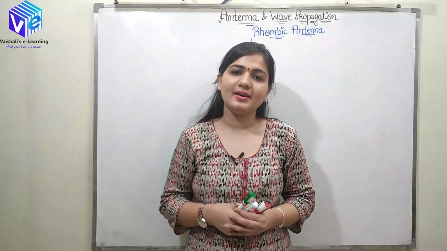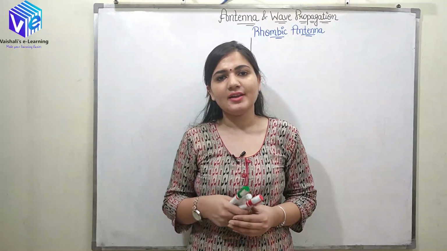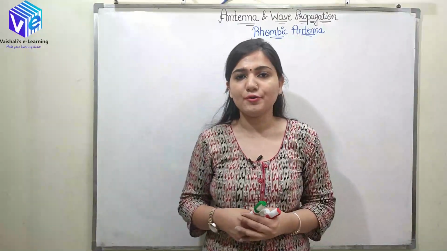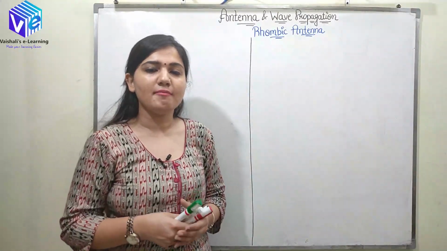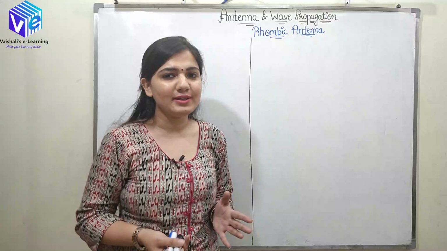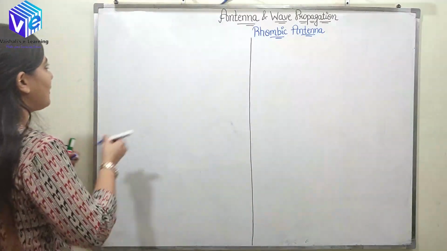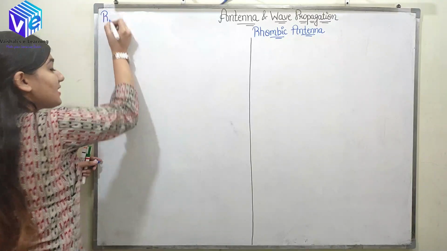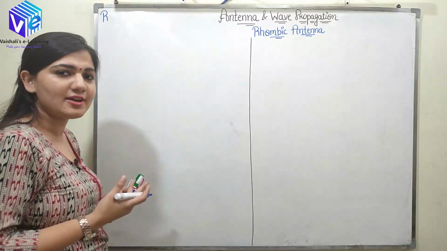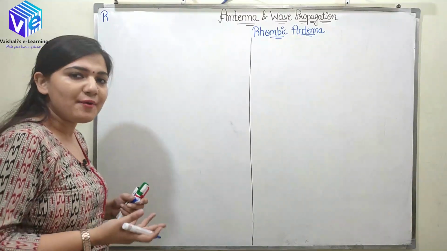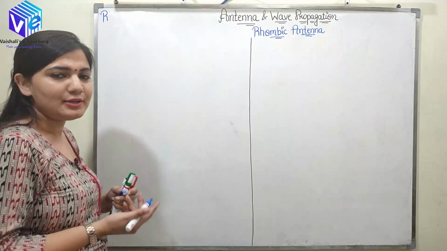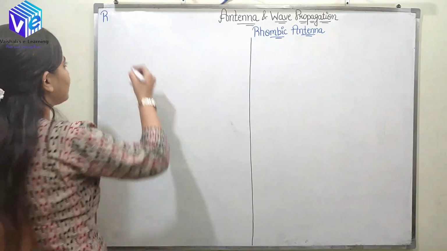Starting with the basic structure of the rhombic antenna. The word rhombic is derived from the word rhombus. I hope you all must be knowing about a rhombus. A rhombus is a structure which has four sides. The four sides are equal in length. First I'll tell you about the rhombus. A rhombus has four sides which are equal in length, plus four angles made by the four sides, which may or may not be equal. But the opposite angles are always equal. So this is the basic property of a rhombus.